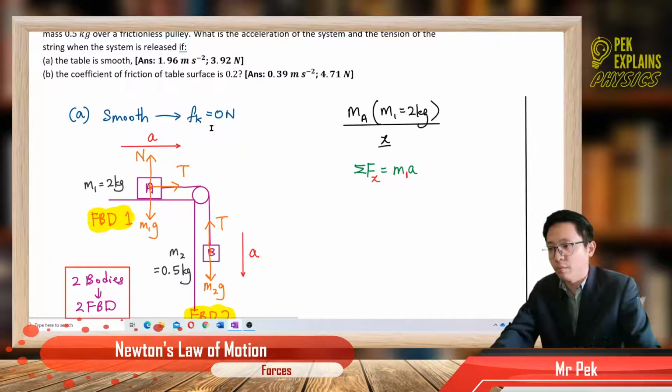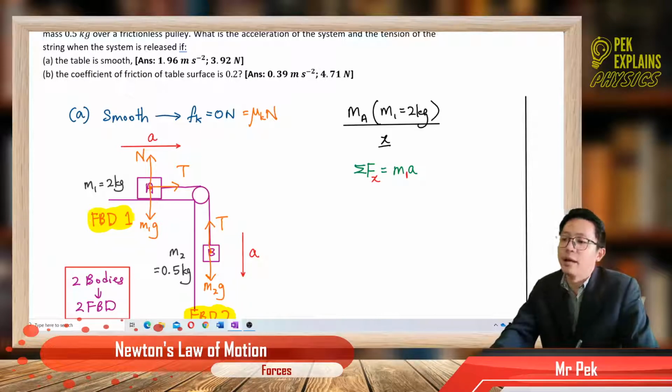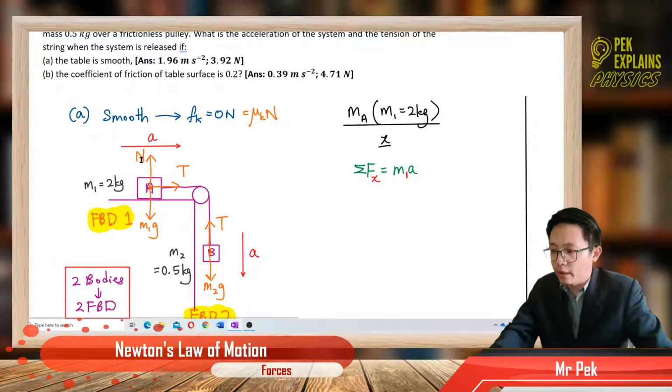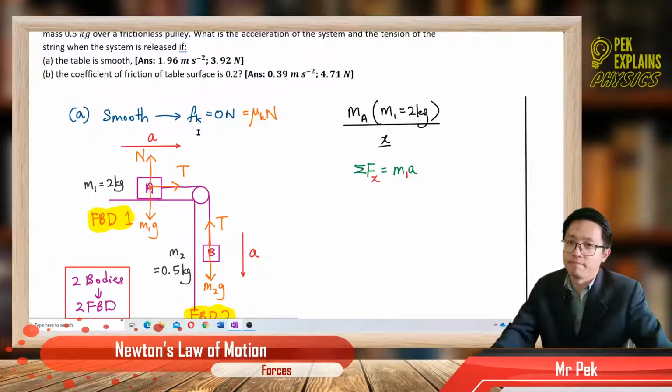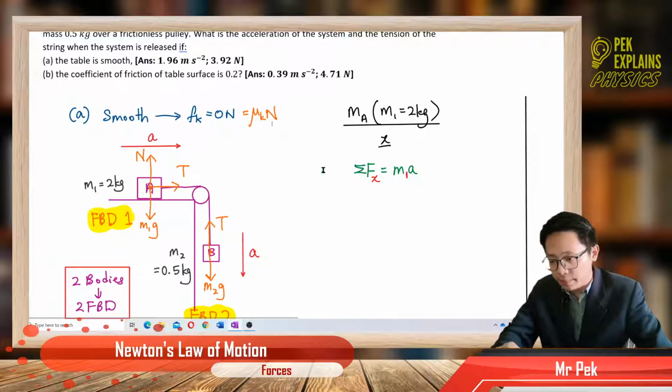The formula for friction is mu times N. We only use the Y component to find the normal force. Why do we want to find normal force? Because we want to find the friction. So we only use the Y component when we need to find the friction, because friction depends on normal force. So right now, no friction, so we no need to consider the Y component. So the X component, Fx equal to m1a.